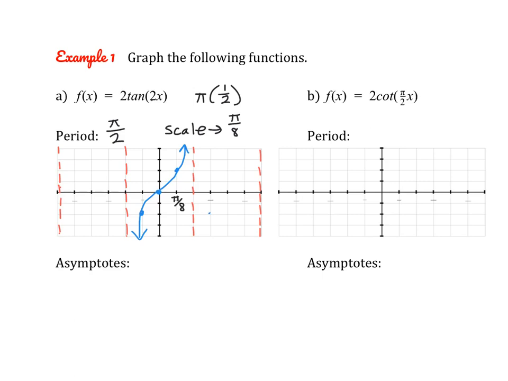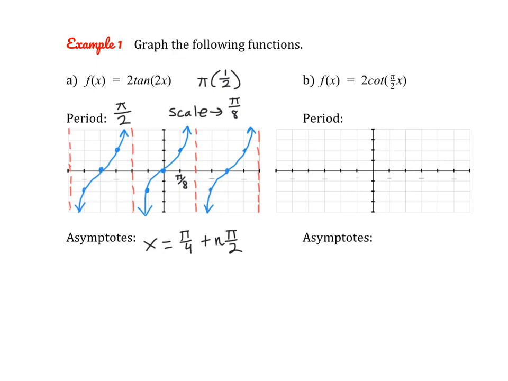So we can say 1, 2, 3, and 1, 2, 3. And there you have it. So we do have repeating asymptotes. So the equation for that would be x equals pi over 4. Remember, you can pick any asymptote to start, and then it's repeating every pi over 2 units. So we can say plus n times pi over 2.